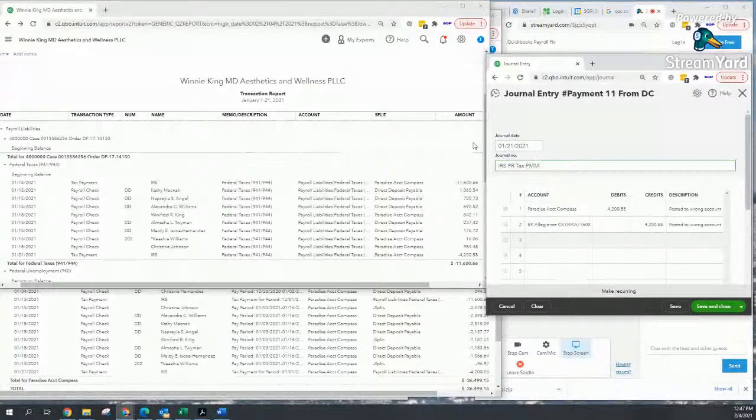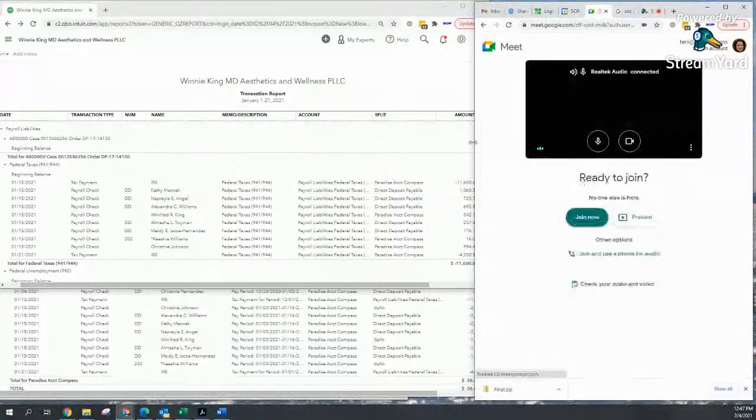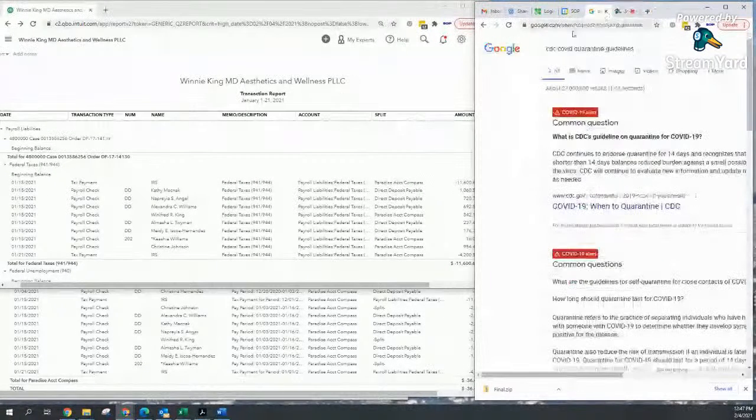So do I have to do this for every single IRS payment that came through for 2020? Yes. I'm so excited. As you should be.